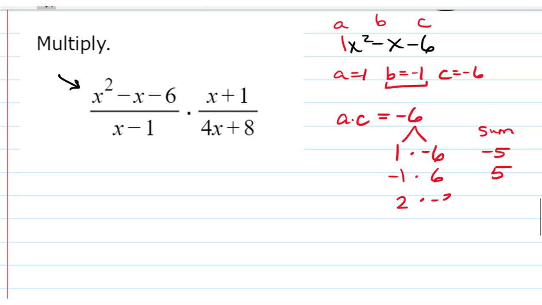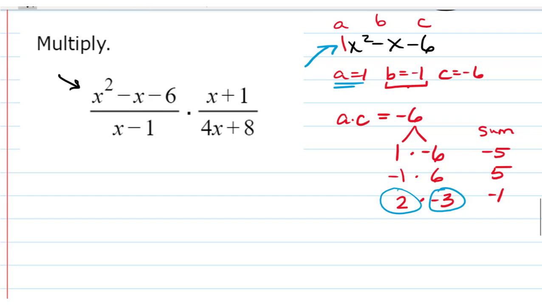2 times -3 would give us a product of -6. And that sum is actually 2 plus -3 equals -1, which is equal to B. When you find the pair that multiplies to give you -6 and adds to -1, you normally split the middle term and use grouping if you're using the AC method. But the nice thing about the AC method is if the leading coefficient happens to be a 1, if A is 1 in other words, you can just use these two numbers to factor the expression.